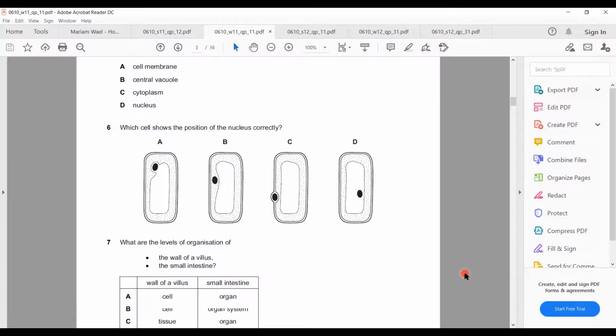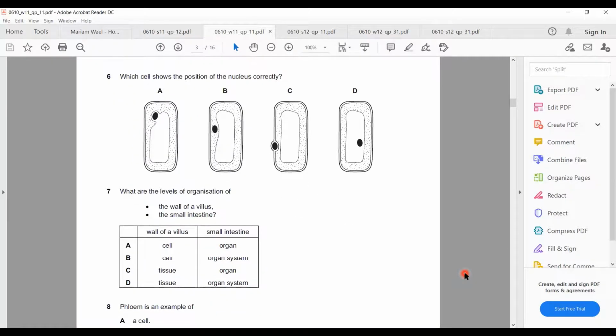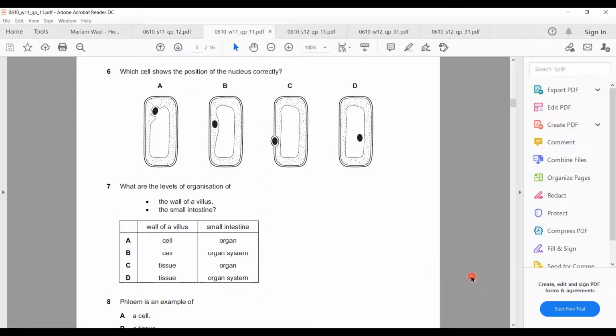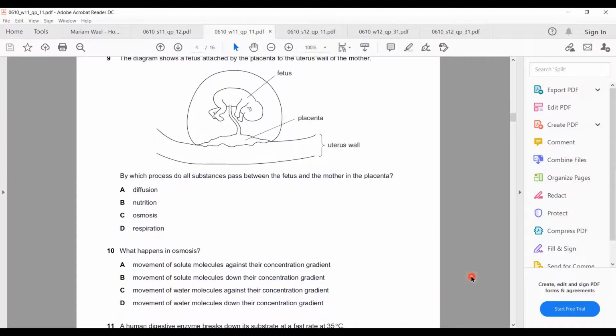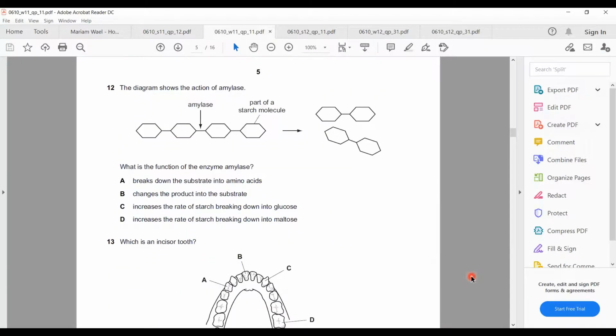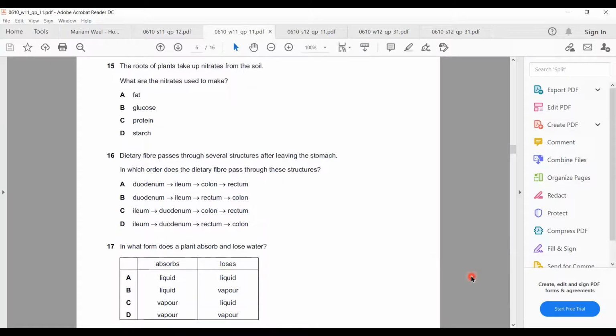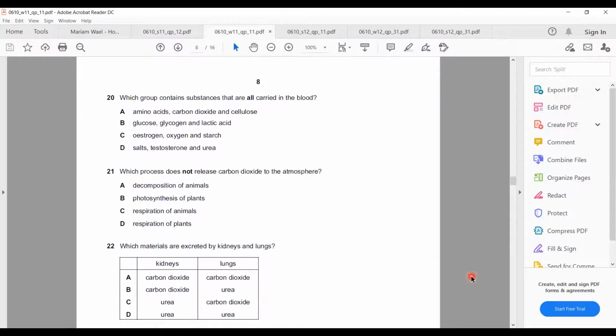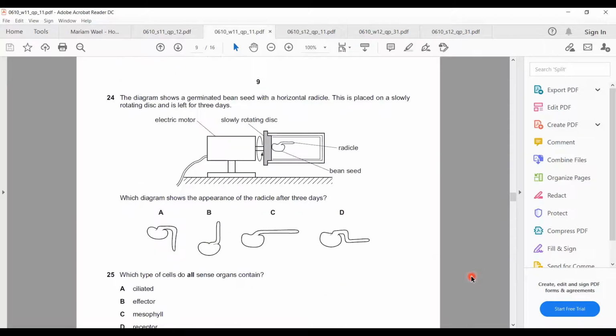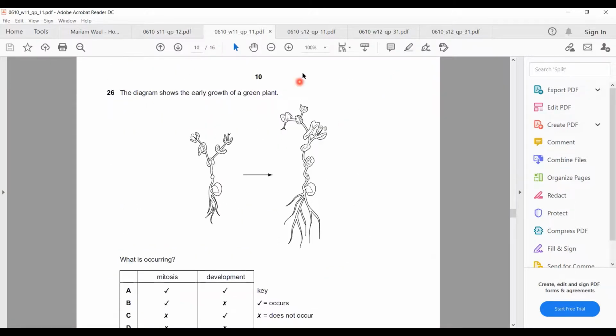Okay, number 6. Of course, this is a plant cell. D. Actually, or B? Which cell shows the position correctly? B. B, yes. 7. C. C, excellent. Let's go to another one. No. I think that's it. So let's go to another exam.